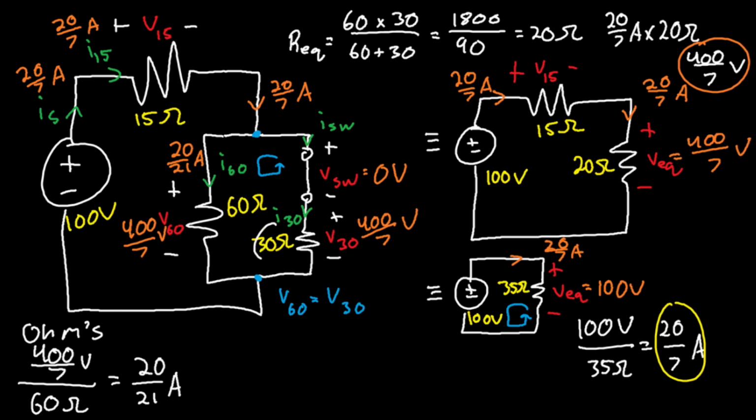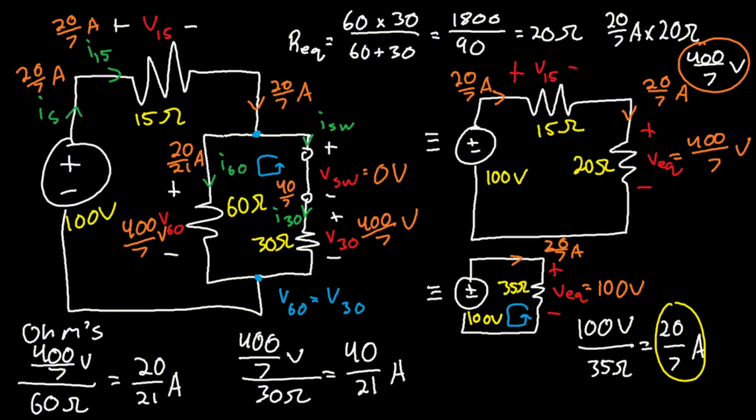All right, well, how about the current at this resistor here, I30? Wait, what am I saying? Not voltage at this resistor, current at the resistor. 400 over 7 volts over 30 ohms. And that's just equal to 40 over 21 amps. So this right here is 40 over 21 amps.